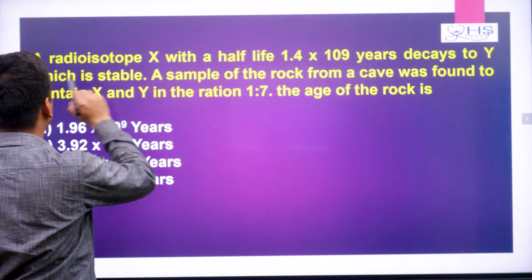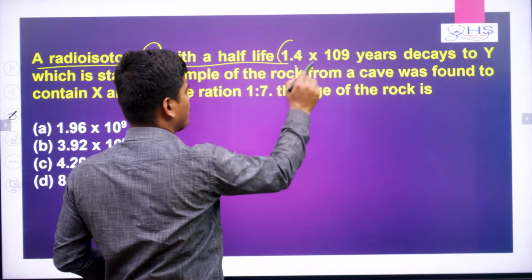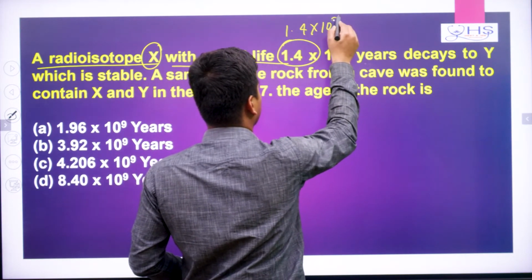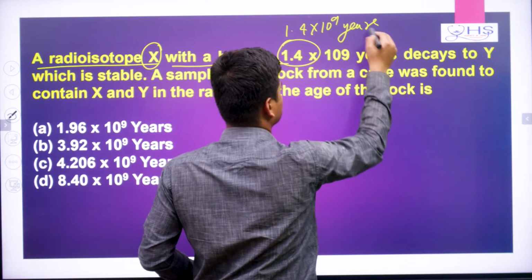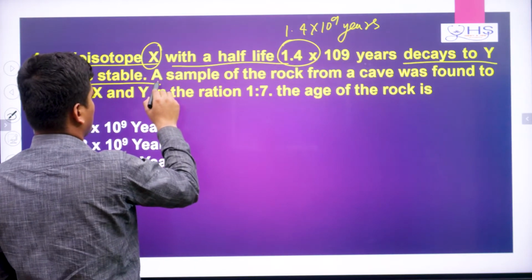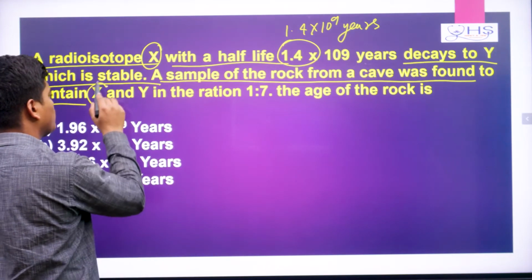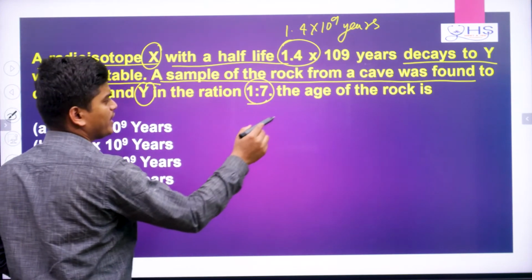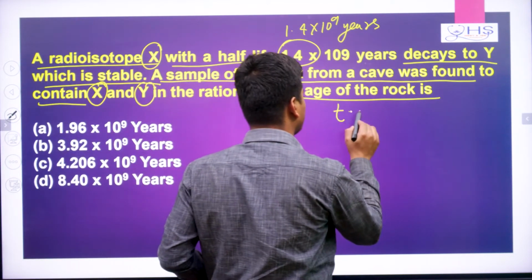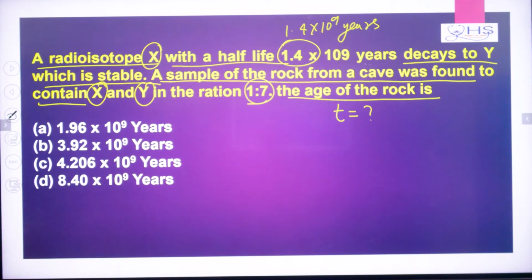A radioisotope X with half life 1.4 into 10 to the power 9 years now decays to Y, which is stable. A sample of the rock from a cave was found to contain X and Y in the ratio 1:7. Then what is the age of the rock? Age of the rock means you find some time, they are asking about time.